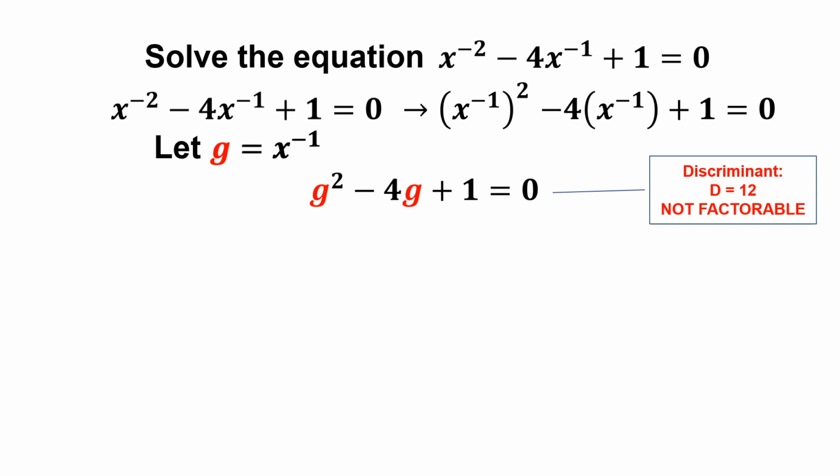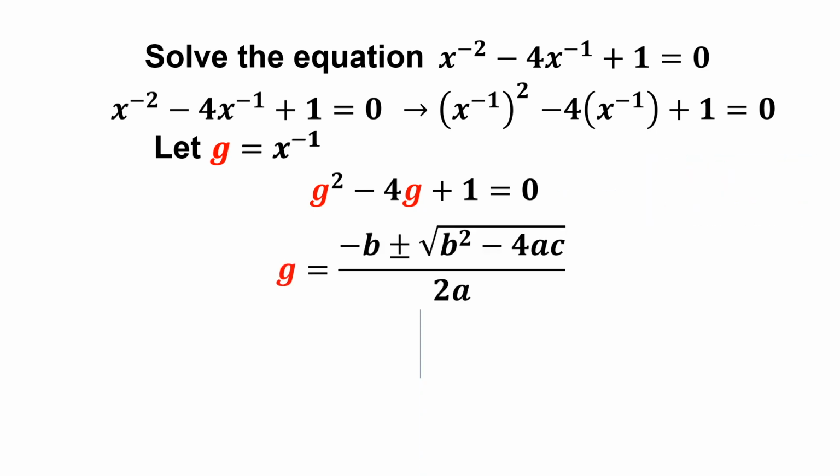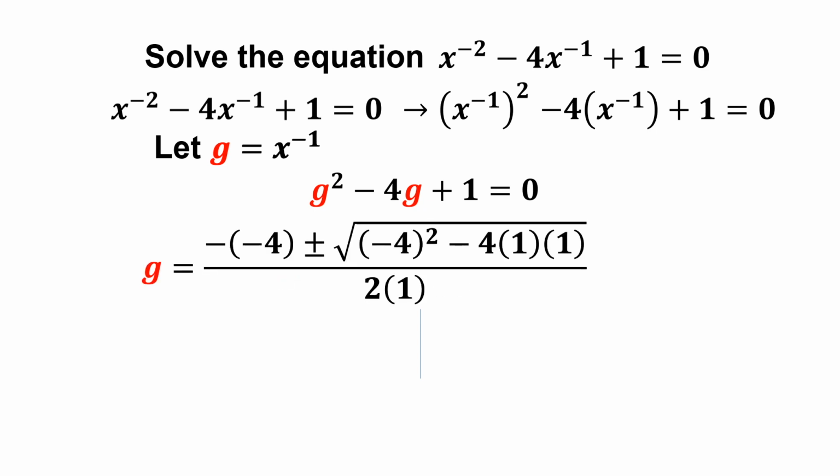The value of the discriminant of this quadratic equation is 12, which means that g squared minus 4g plus 1 is equal to 0 is not factorable. Let's now use the quadratic formula to solve this equation. The values of a, b, and c are 1, negative 4, and 1 respectively. The resulting values of g are 2 plus square root of 3 and 2 minus square root of 3.